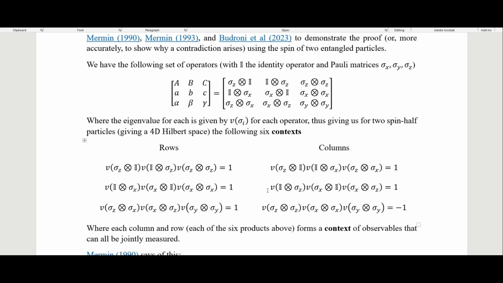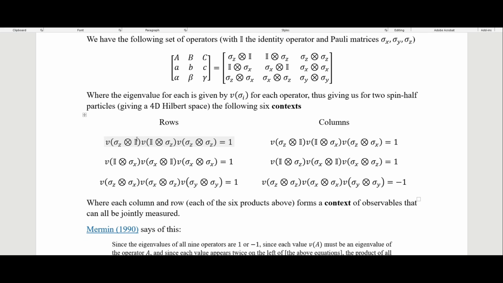We have the following 6 contexts. And so we're multiplying all of these eigenvalues here for each thing.